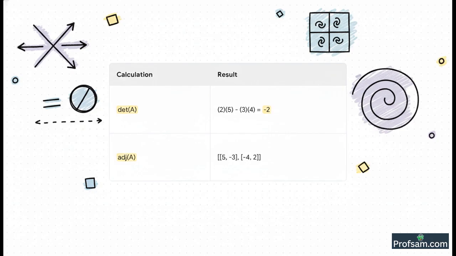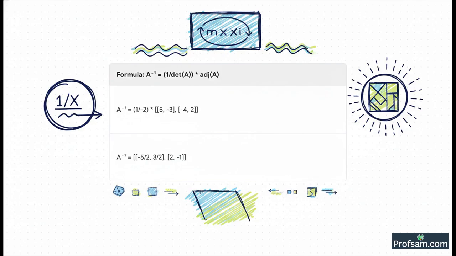Next, we find the adjoint using our 2x2 shortcut. We swap the diagonal elements to get 5 and 2, and we change the signs of the others to get negative 3 and negative 4. Now we're ready to find the inverse using our master formula. A inverse is 1 over the determinant, so 1 over negative 2, multiplied by our adjoint matrix. We just multiply this negative 1/2 into each element of the matrix, and we get our final inverse.